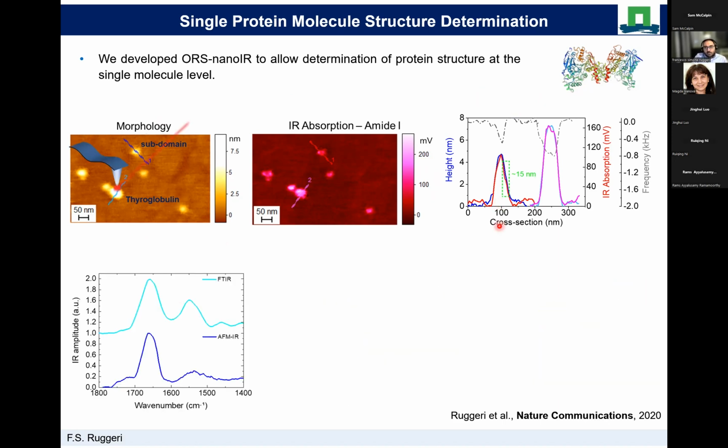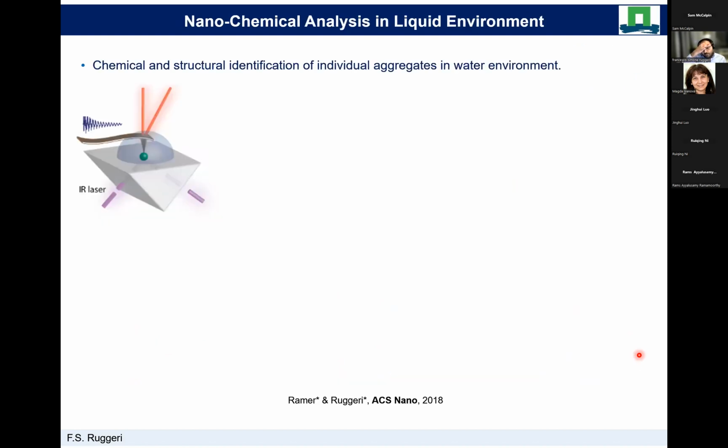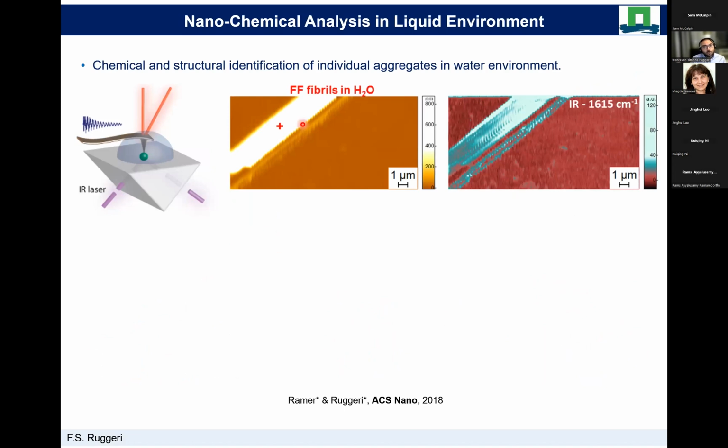Then what we did, we used the amide band one of these proteins and we compared it with the one of the proteins in FTIR, so in liquid environment, to measure the secondary structure. What we do is take this amide band one and deconvolve it by second derivative analysis, and each peak in the second derivative corresponds to a secondary structure contribution. And what we could demonstrate is that we can determine secondary structure of protein at a single molecule level with infrared nanospectroscopy.